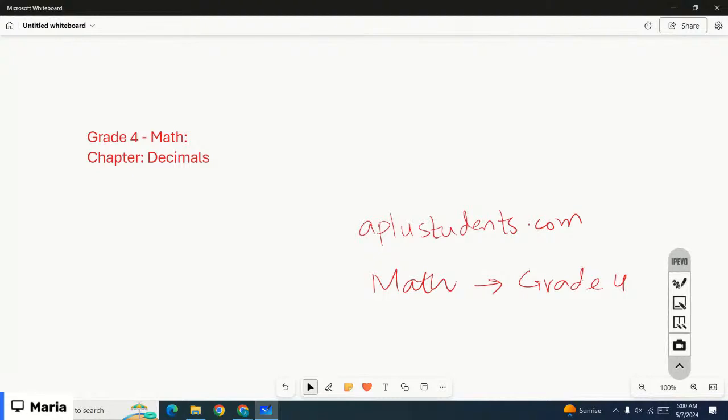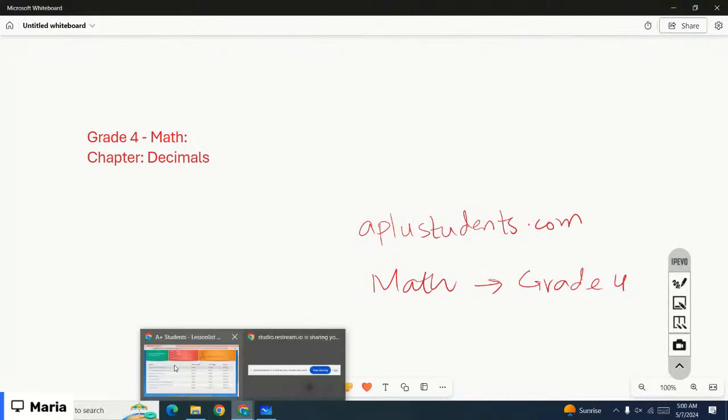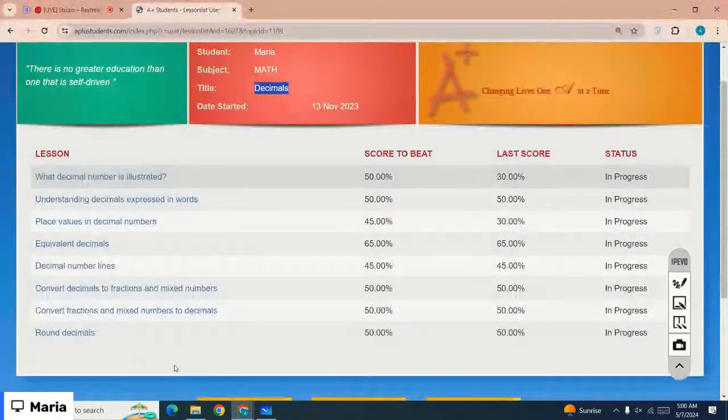So please make sure you have your notebook and pencil so that you can note down the important examples and definitions as well. Okay, here I'm on grade 4 math. We're going to start with the chapter decimals. Let's just start with the first one, that is with what number is illustrated. Let's just start with the lesson.